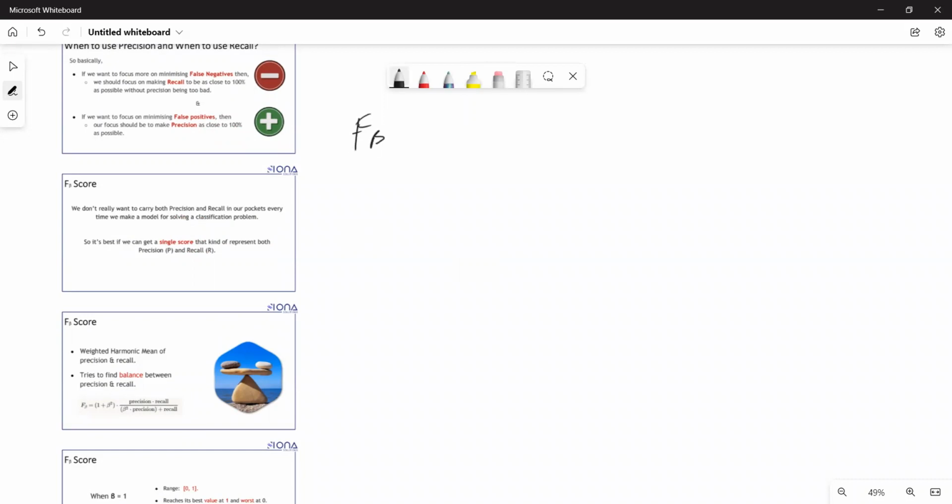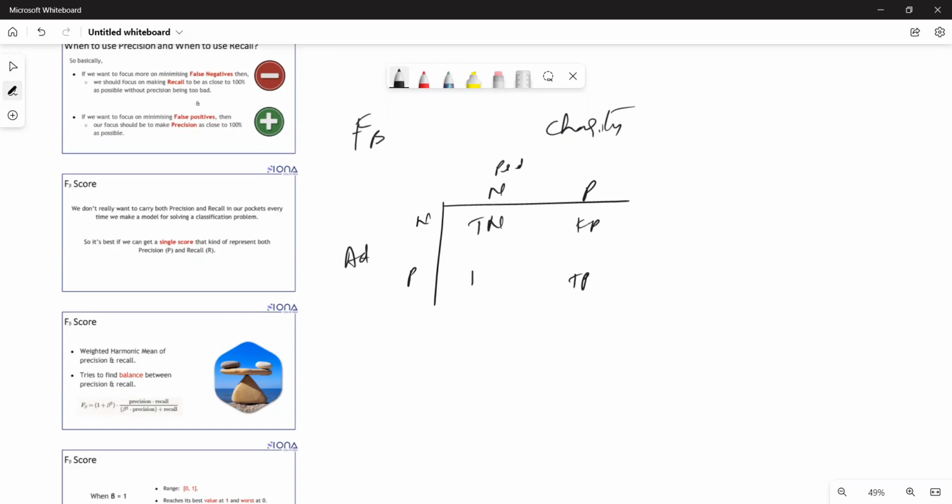Let us work on the F beta score. Before that, let us consider an example of a charity. Here we have predicted negative and positive, and actual, with the true negative and true positives, and this will be false positive and false negative. Let's say you're donating laptops to poor students, to some deserving children. Now, what does the false positive stand for here?